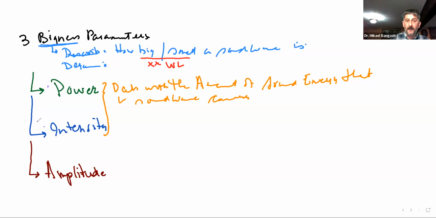Clear? And what we then can say is your amplitude. The amplitude is all dependent upon the power and or the intensity. It describes the physical size of the wave. Is it going to be a big wave? Or is it going to be a small wave?